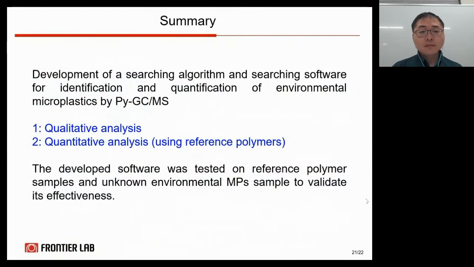This is a summary. We developed a searching algorithm and searching software for identification and quantification of environmental microplastics by Py-GCMS. For qualitative analysis, the software uses characteristic pyrolysates and their selected ions, and provides the results in about 15 seconds of processing time for data of 30 minutes GC runtime. Quantitative analysis can be done at the same time.